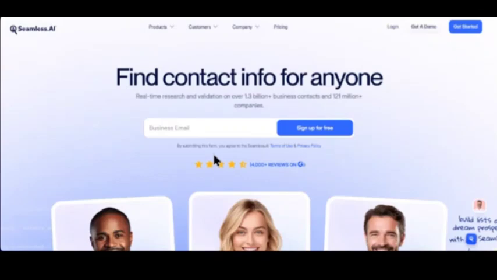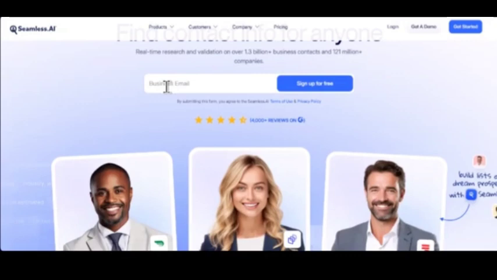And today we're going to be looking at Seamless AI. Seamless AI, the sales tool you never knew you needed. Let's be real. Finding leads is harder than explaining Wi-Fi to your grandparents. Enter Seamless AI, the tool that promises to dig up contact info like a detective with a caffeine addiction. But is this sales gold or just a fancy way to spam strangers?